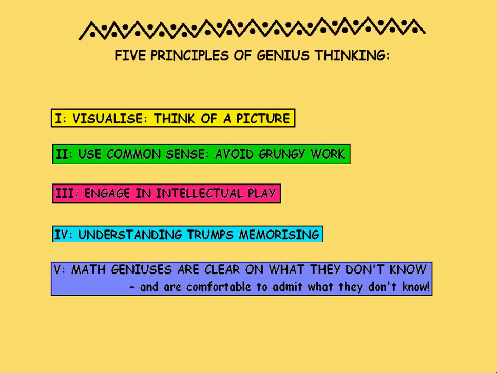Welcome to part 2 of a PowerPoint presentation on my 5 principles of how to think like a school math genius. And here are the 5 principles we're talking about. Visualize, think of a picture, which I explained in part 1 of this video. Use common sense and avoid grungy work, which I'm in the middle of explaining right now. I'll carry on with the example I left off from part 1. Engage in intellectual play, which I'll explain later on.